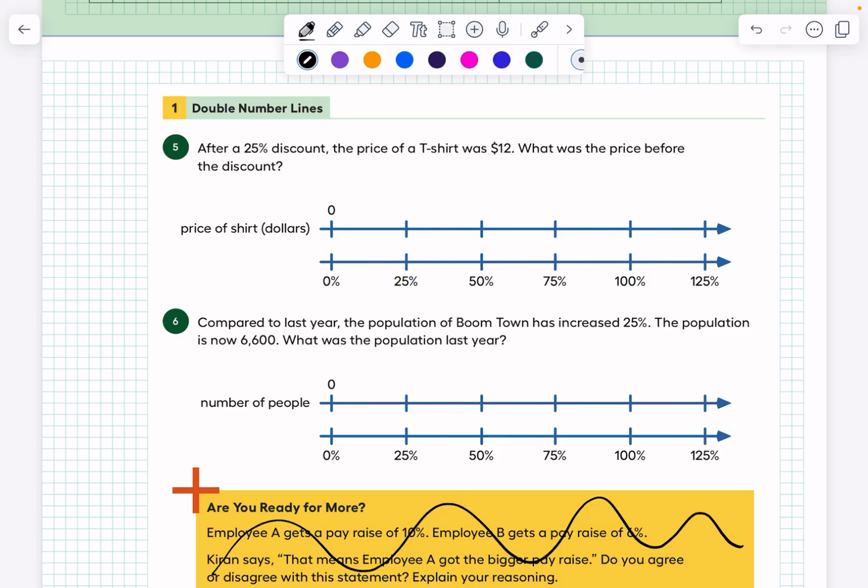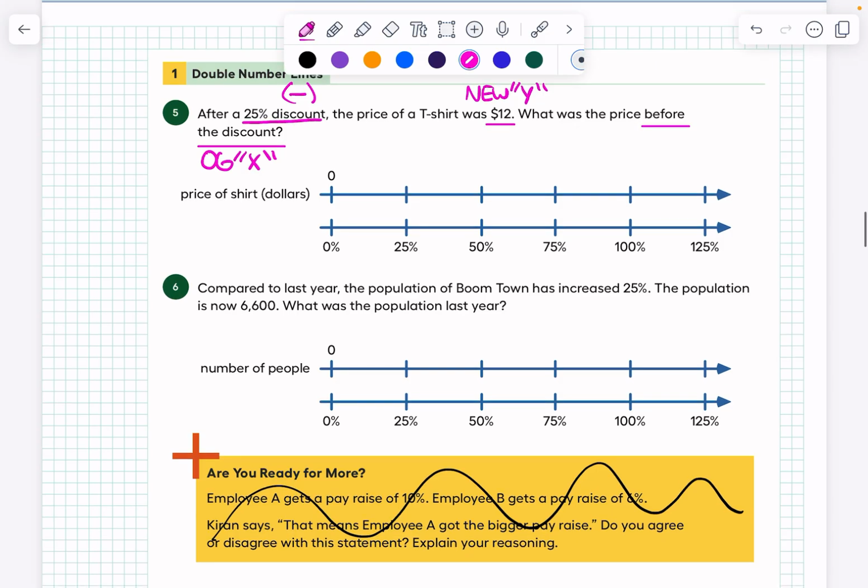So number 5, it says, after a 25% discount, the price of a t-shirt was $12. What was the price before the discount? Okay, I think we all know that discounts subtract from the OG price. This $12 is the price after. And then the question said, what was the price before the discount? Okay, before the discount, that's screaming OG, which is our X. And this 12 is the new amount, it would be our Y value.